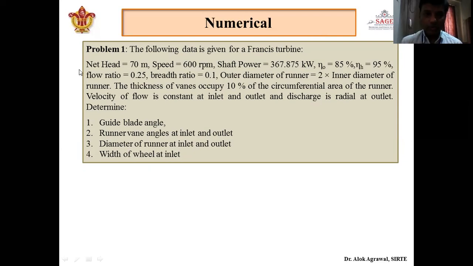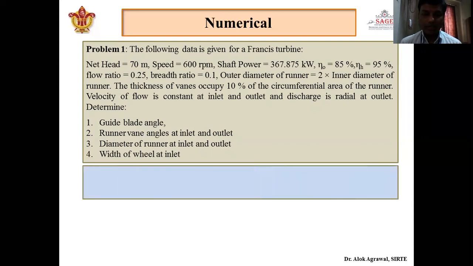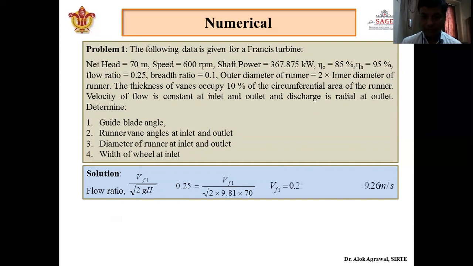Now we have to determine the guide blade angle, runner vane angle at inlet and outlet, diameter of runner at inlet and outlet, and width of wheel at inlet. So let's write flow ratio, which is Vf1 by root 2gH. Net head H is given, flow ratio is given, that is 0.25. So from this equation, we can easily calculate the velocity of flow at inlet. Vf1 is equal to 0.25 under root 2gH, which gives 9.26 meter per second. That is the velocity of flow at inlet.